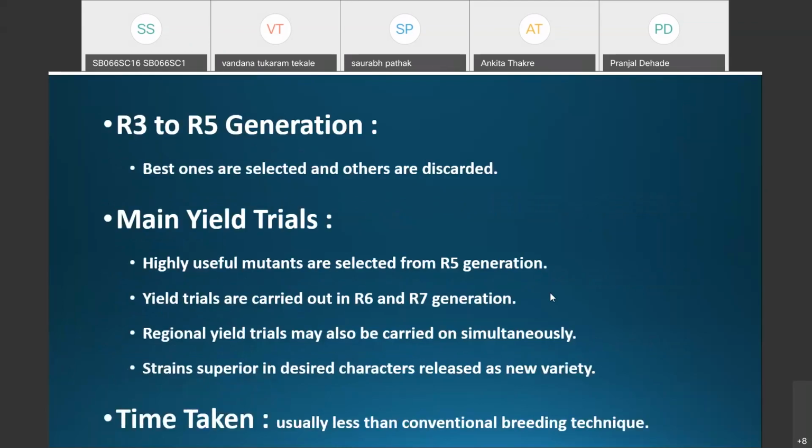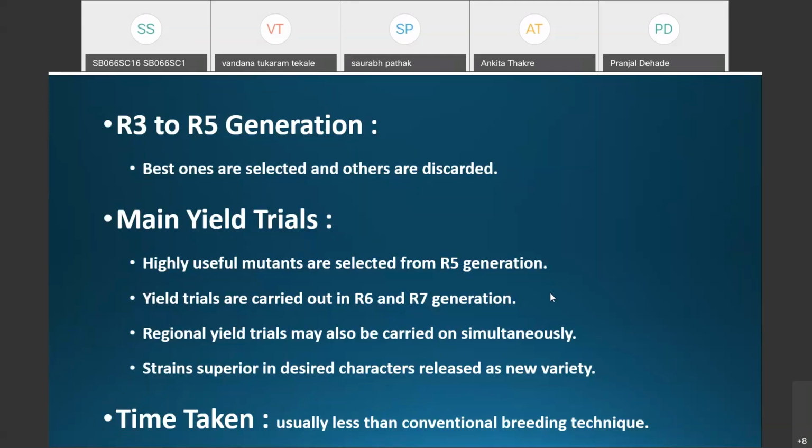Then in the R3 to R5 generations, the same procedure as the R2 generation is repeated. That is, the plants with the desirable characters are selected and harvested, their seeds are kept separately, and these are then sown in the field to obtain the next generation. The same procedure is repeated in R3 to R5. The best ones are selected and the others are discarded.